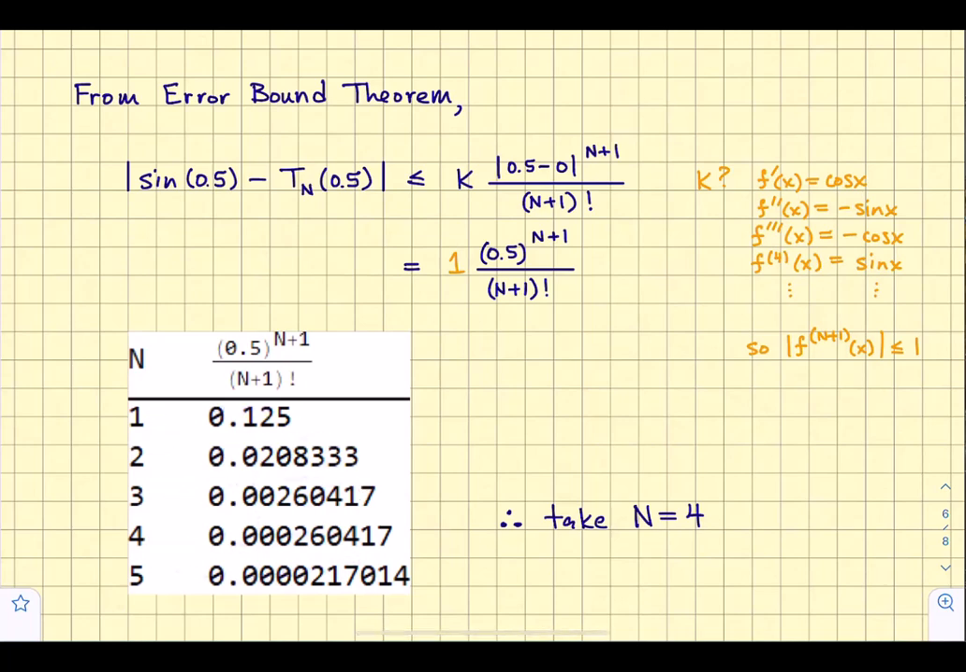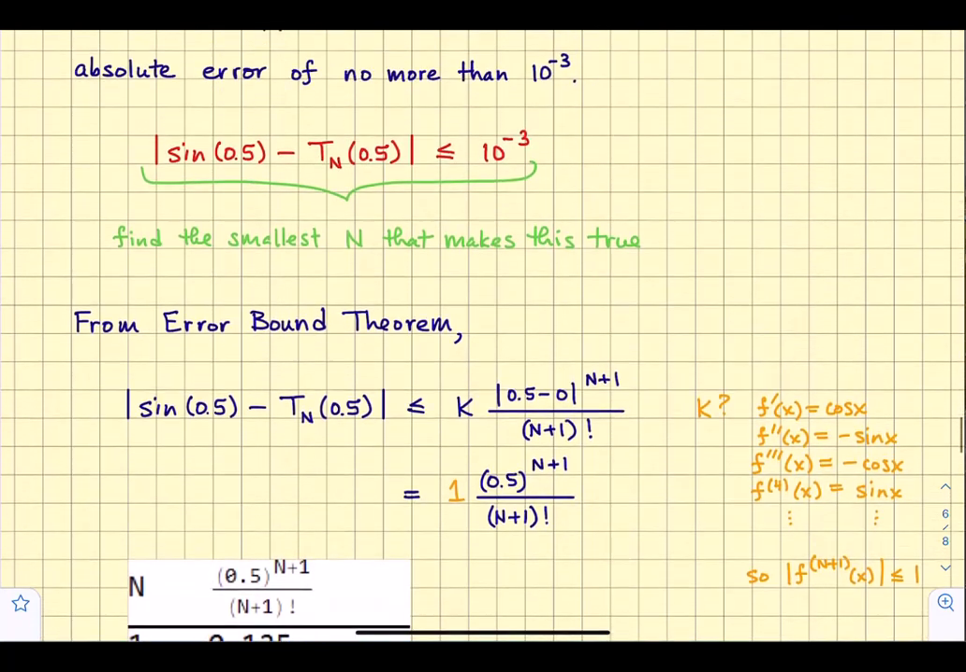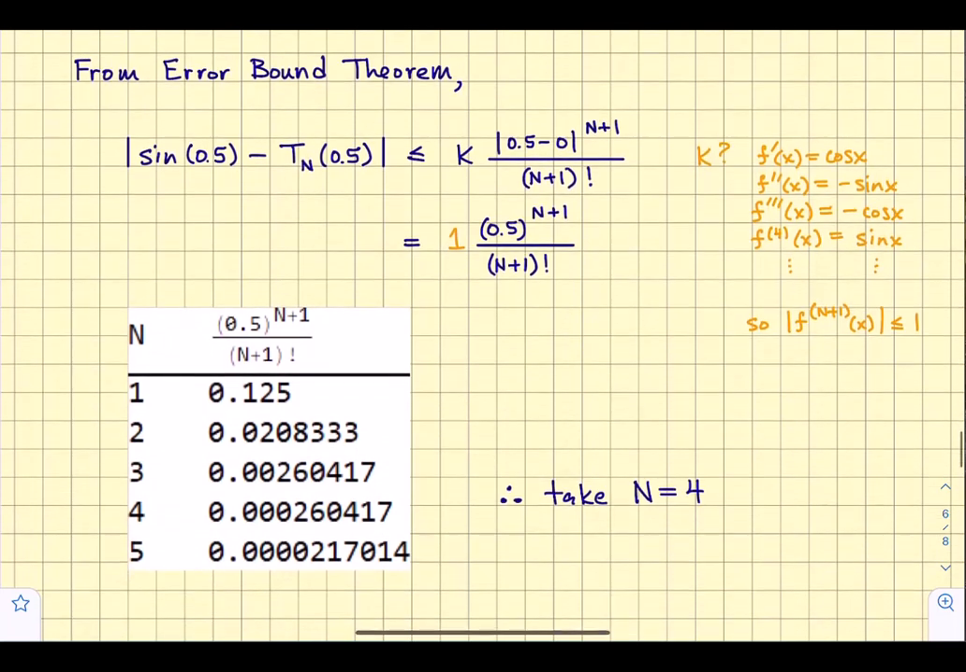And we were given a tolerance that our absolute error needed to be less than 10 to the minus 3. And so we're looking for the first time this gets less than 10 to the minus 3. So it looks like it happens right here. It happens at n equals 4. Of course, once it gets smaller here, the error is only going to reduce when we pick a larger and larger n. So these are going to monotonically decrease. So the smallest n that makes this happen is n equals 4.